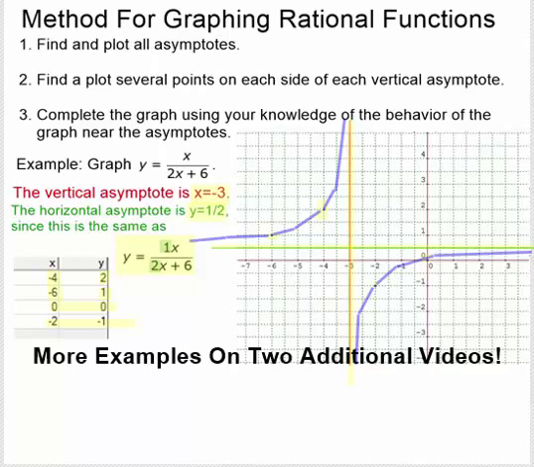And there are variations of rational functions, so I've graphed some more examples in additional videos. There are 2 additional videos that follow this that go over graphs of rational functions with multiple vertical asymptotes and other types of rational functions. So make sure and watch those as well.